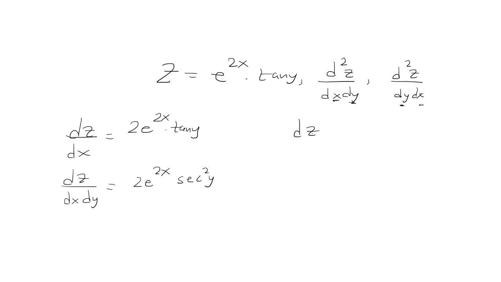Okay, let's move on to dz over dy. e to the 2x is a constant. Take the derivative of tangent y, which is secant squared y. And then finally take the derivative with respect to x. And that's just 2e to the 2x times secant squared y. And notice that these are exactly the same.